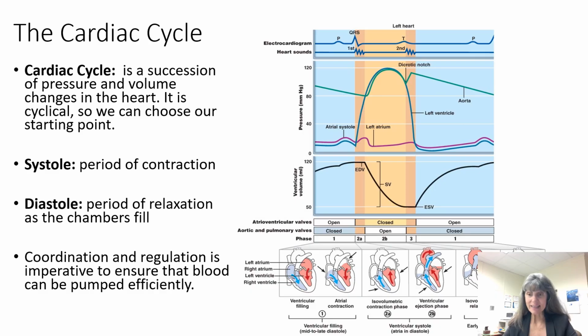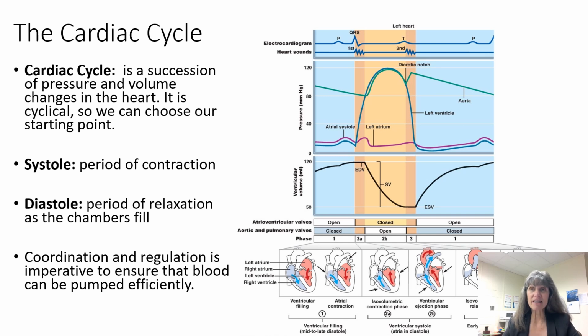The cardiac cycle is a circular succession of pressure and volume changes that occur within the chambers of the heart. And because it is like a circle, we can pick our starting point pretty much anywhere within that circle. There are some terms with which you should be familiar, one of which is systole, which is the period of contraction within a chamber, and diastole, which is that period of relaxation of the chamber, and that usually occurs when the chambers are filling with blood.